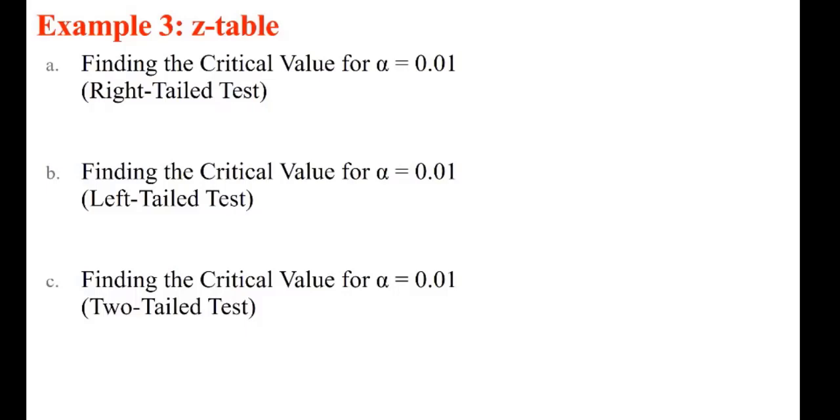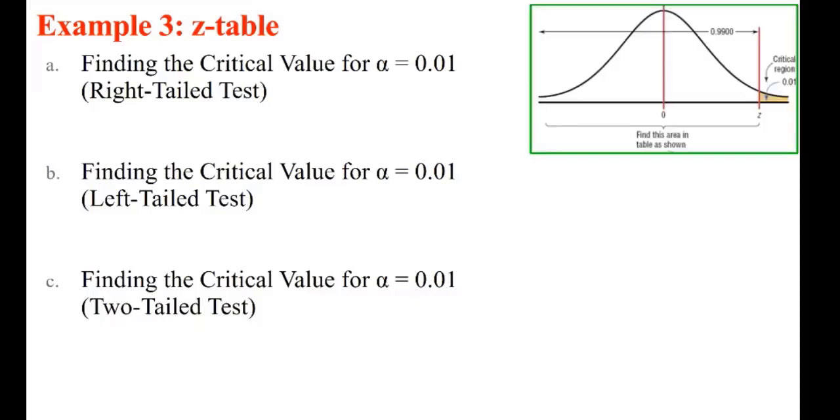So if you're looking at part A, alpha is 0.01 and it is a right tail test. Graph it. The right tail contains the area of 0.01, and that's the critical region, the rejection region. The rest of it, 1 minus 0.01, is on the left side. Now all you have to do is find this Z value from the table.